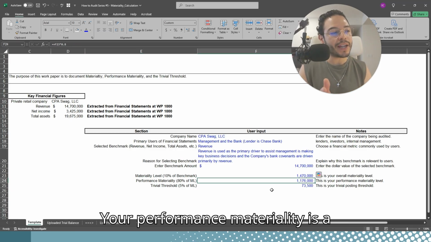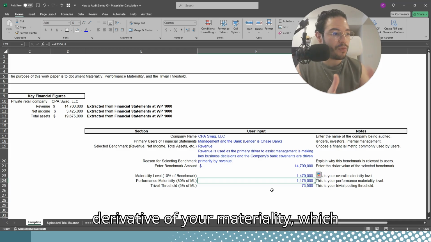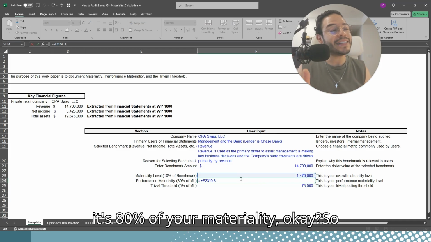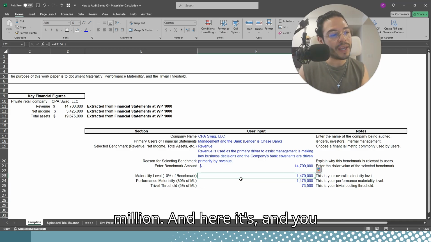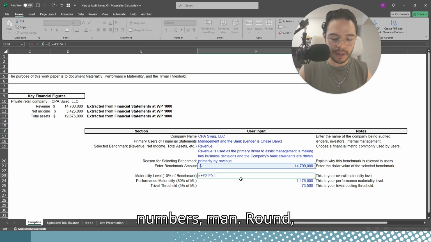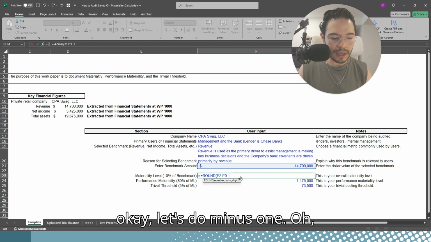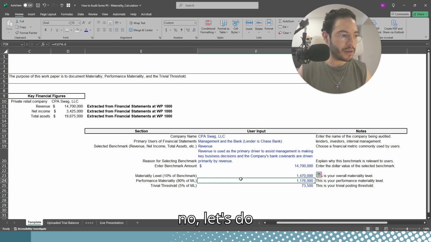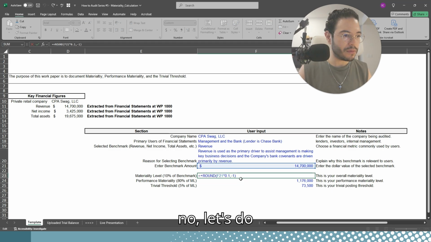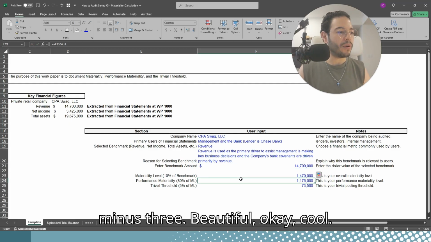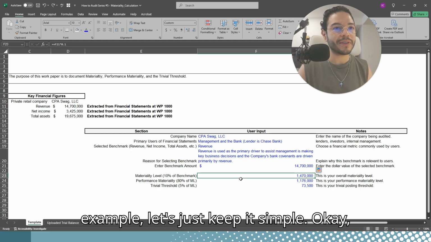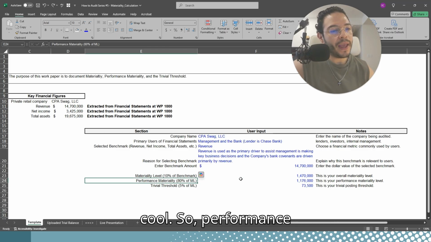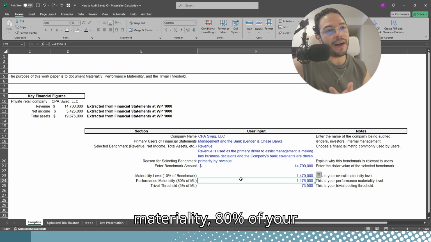Your performance materiality is a derivative of your materiality, which, if you see here from the formula, is 80% of your materiality, okay? So your materiality in our example is 1.4 million. And you know what? Let's actually round these numbers. Let's do -1. Oh, no, let's do -3. Beautiful, okay, cool. So see, it just makes it a little bit more... No, you know what? For our example, let's just keep it simple. Okay, cool. So performance materiality is 80% of your ML.